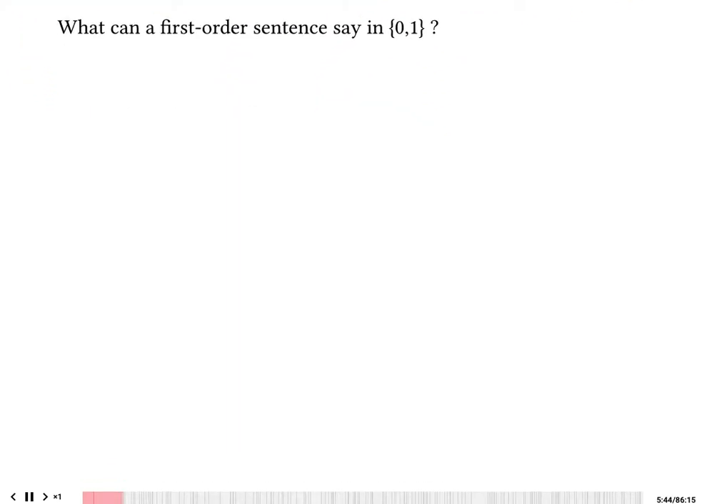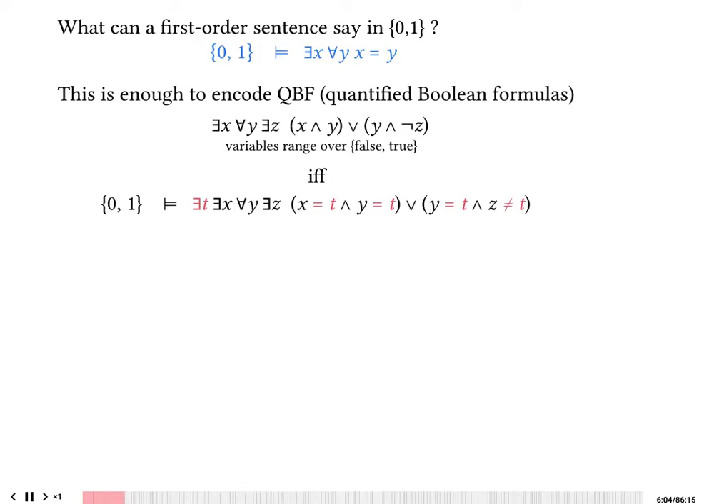So what can you say with a first-order sentence when you have just access to two elements and you can only compare them for equality? Here's an example of a simple formula. It says that there is some x which is equal to all elements. This formula would only be true in a model which has just one element, and since {0, 1} has two elements, the formula is not true. And in fact, this kind of expressive power is all you need to get PSPACE-completeness. So using these kinds of formulas, we will be able to encode quantified Boolean formulas.